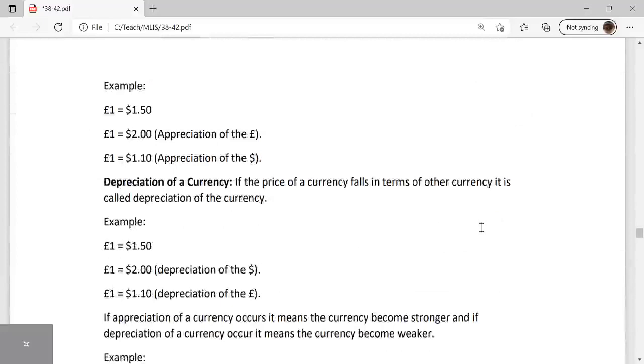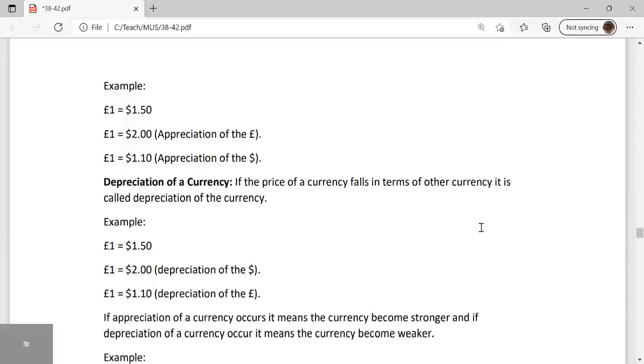So if the conversion rate becomes like this, that 1 pound equals $2, then we can say there will be an appreciation of the pound. Okay, because with the same pound, you can buy more dollars. So that means the pound is getting stronger. And if 1 pound becomes $1.10, then we can say that there is an appreciation of the dollar.